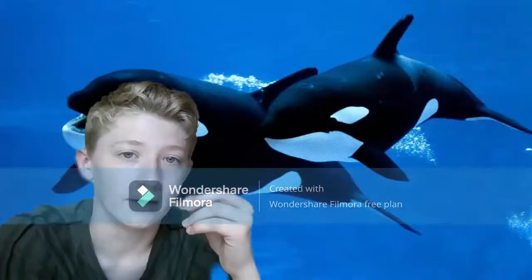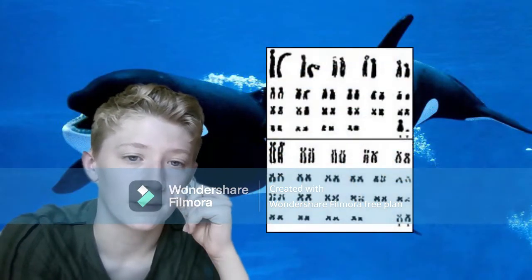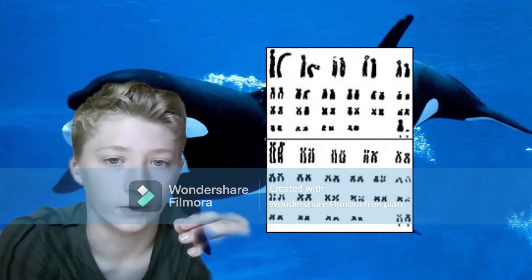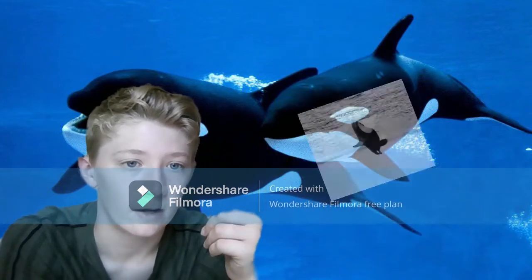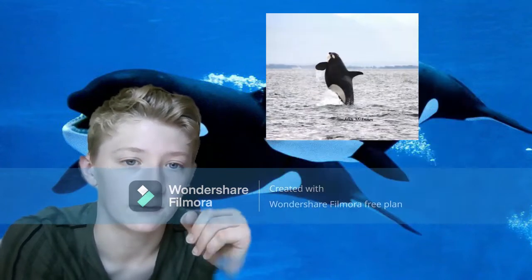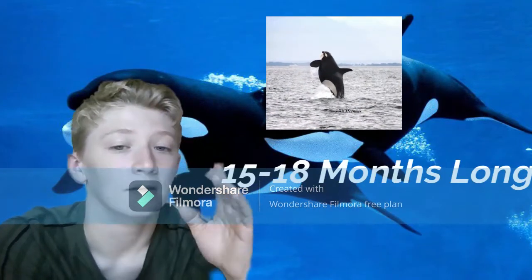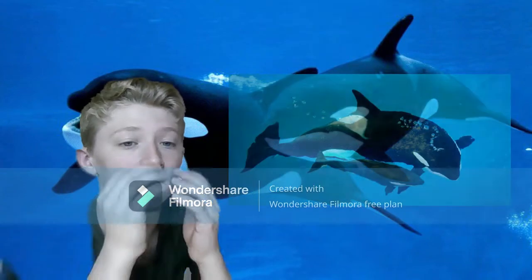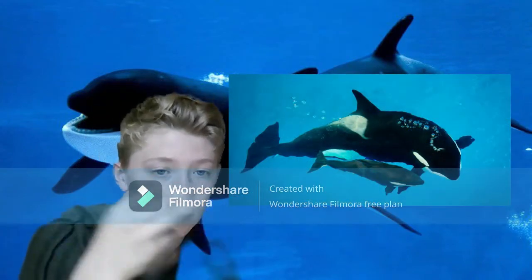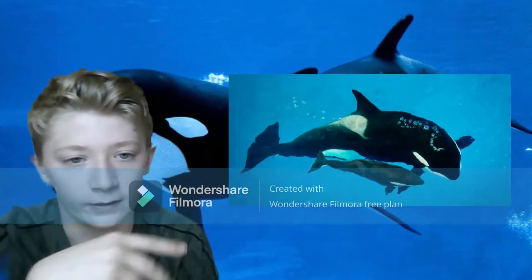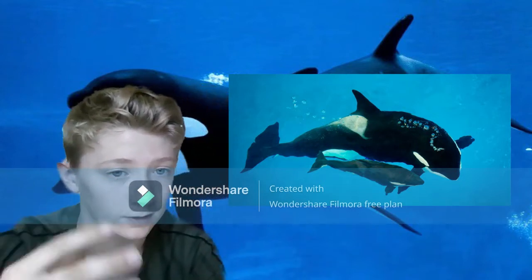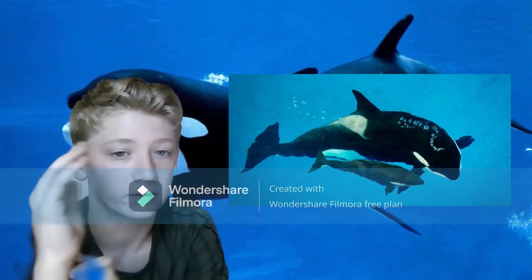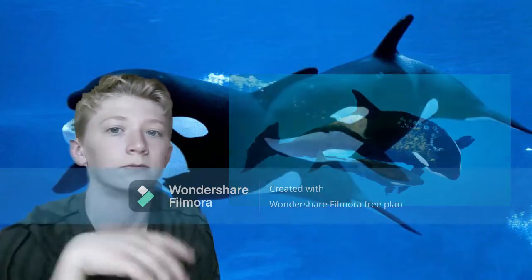This orca whale right here has 44 chromosomes as its diploid number, and 22 as its haploid number in the gametes. An orca whale's gestation period is 15 to 18 months long. That is a long time. Only one calf is born during that entire process, and they'll continue to nurse their children for around 2 years. By then, their calf will either leave or they'll stay in the pod for the rest of their life.